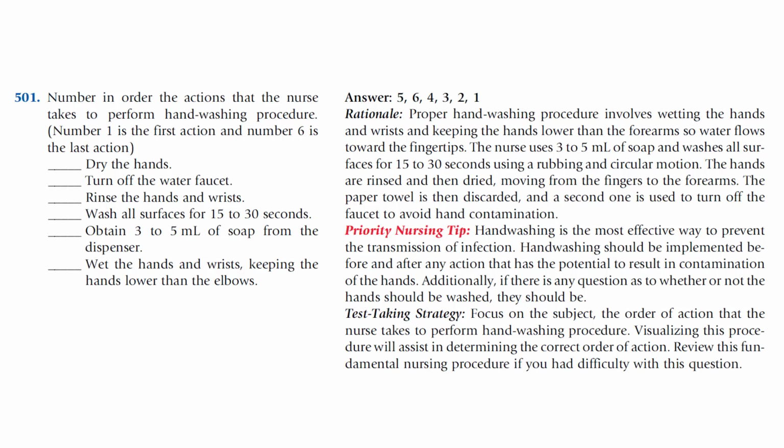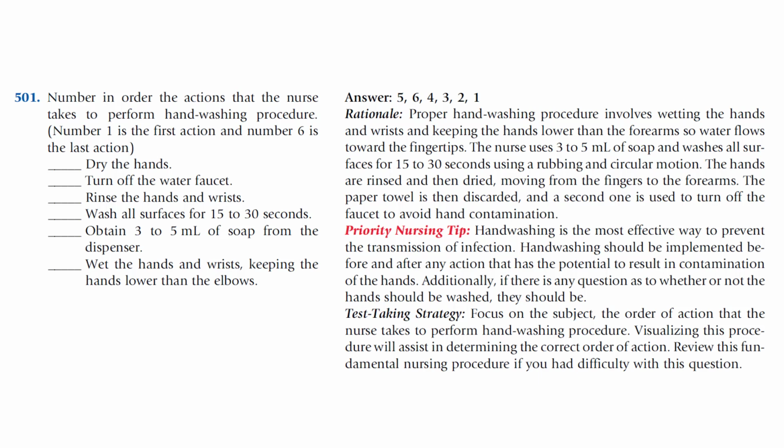Answer: 5, 6, 4, 3, 2, 1. Rationale: proper hand washing procedure involves wetting the hands and wrists and keeping the hands lower than the forearms so water flows toward the fingertips.